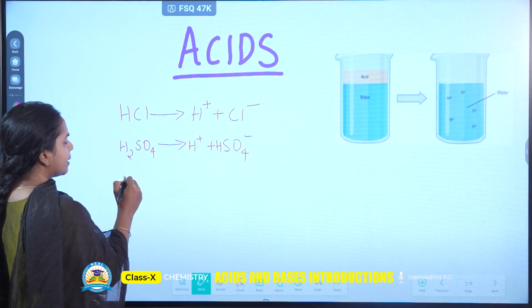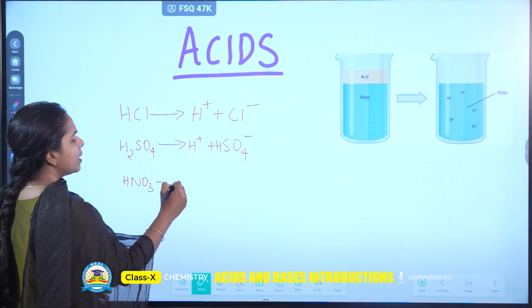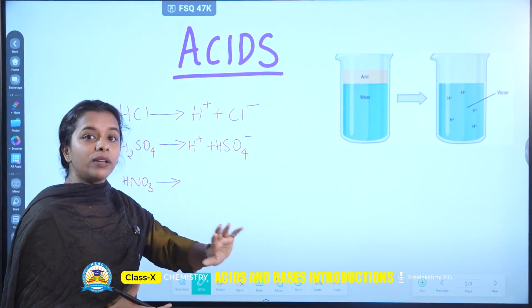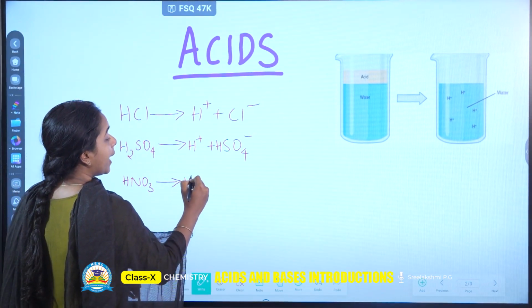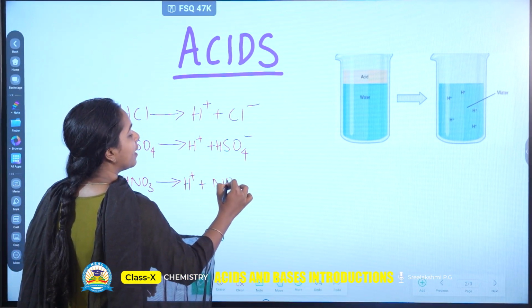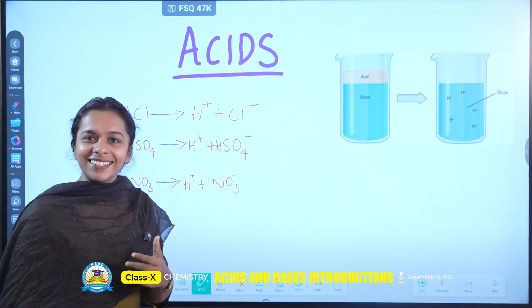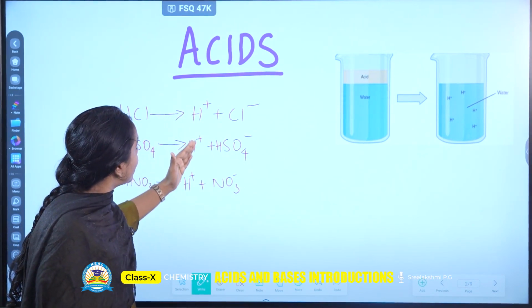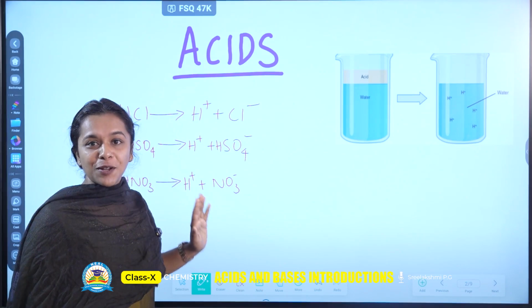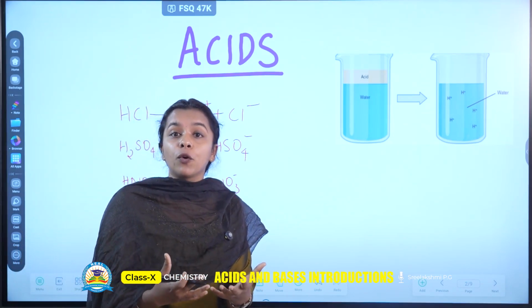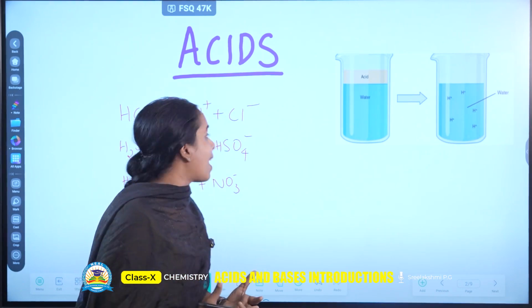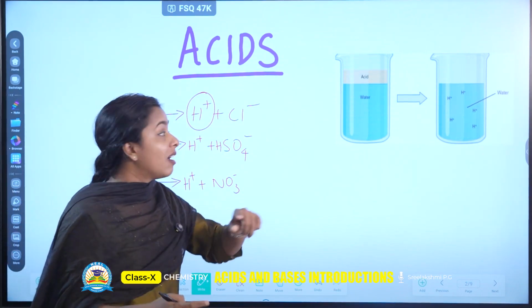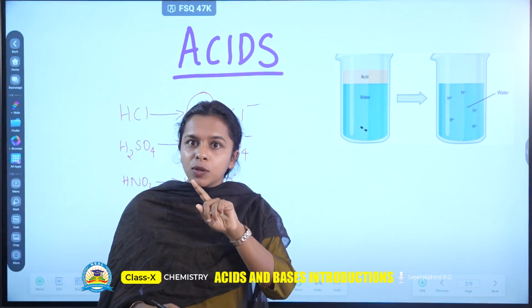One more example, let us consider HNO3. What is this HNO3? Yes, it is nitric acid. When nitric acid is dissolved in water, it also produces H plus and NO3 minus. So what is common here? Yes, as you can see, all three acids are producing H plus ions and some anions. So generally, when you give a definition for acids, what will we say? Yes, acids are the substances that produce H plus ions when dissolved in water. That also you have to mention.